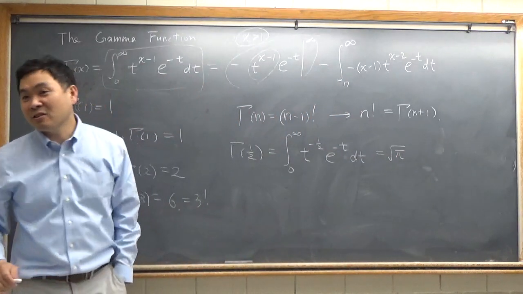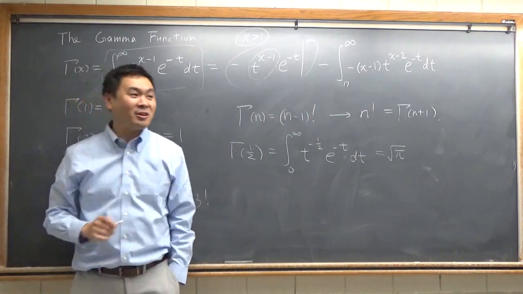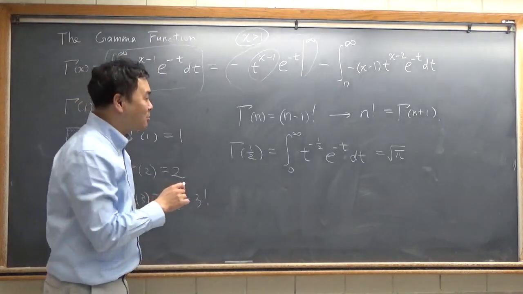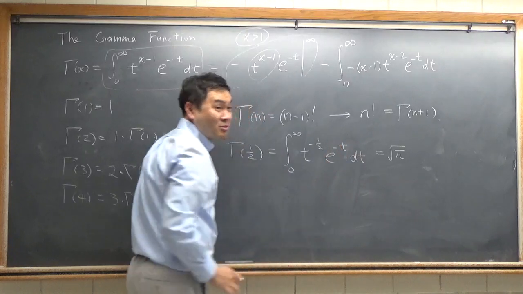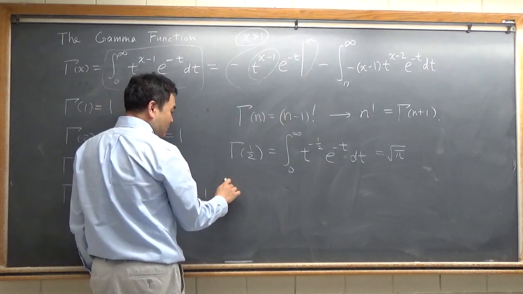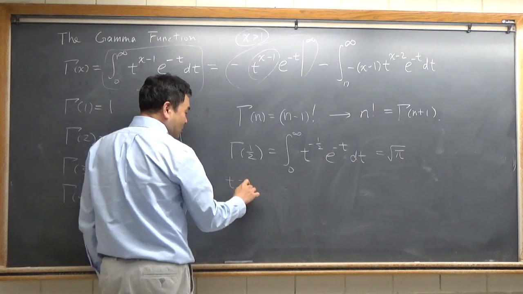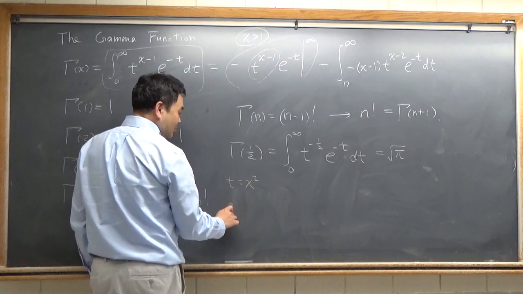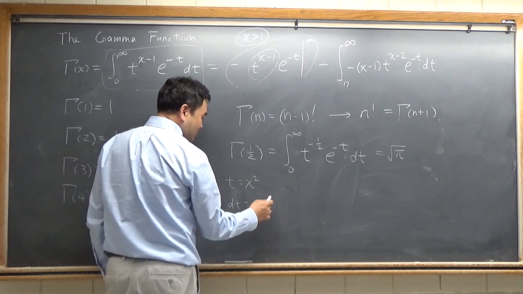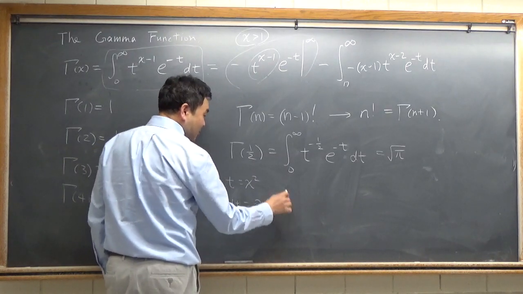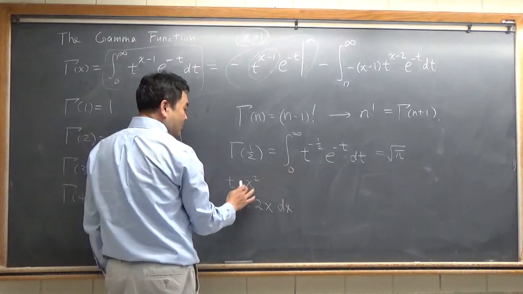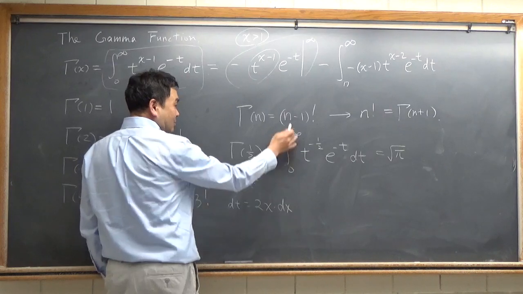We know something else that gives you square root of pi. Which one is that? The error function? Yeah, the e to the negative x squared, right? So I wish that this thing was x squared. What happens then? Well, let's see. If you set t as x squared, then dt is 2x times dx, right? And when t is 0, x is 0, and t is infinity, x is infinity as well.